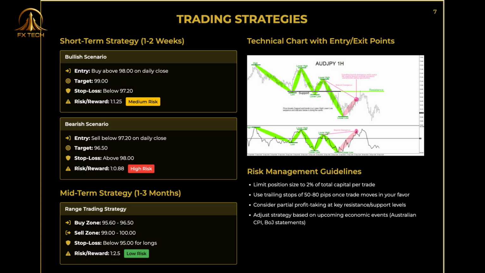For effective risk management, we recommend limiting position sizes to 2% of total capital per trade, using trailing stops of 50 to 80 pips once trades move in your favor, considering partial profit taking at key resistance or support levels, and adjusting strategies based on upcoming economic events, particularly the Australian CPI data and Bank of Japan statements. The chart on the right illustrates these entry and exit points visually, helping you identify optimal trading opportunities.